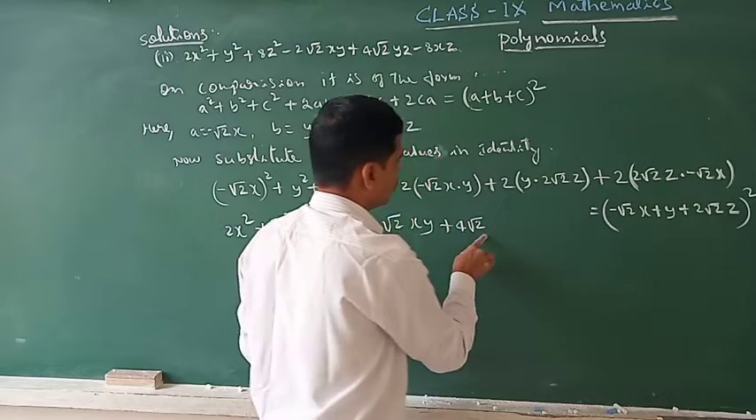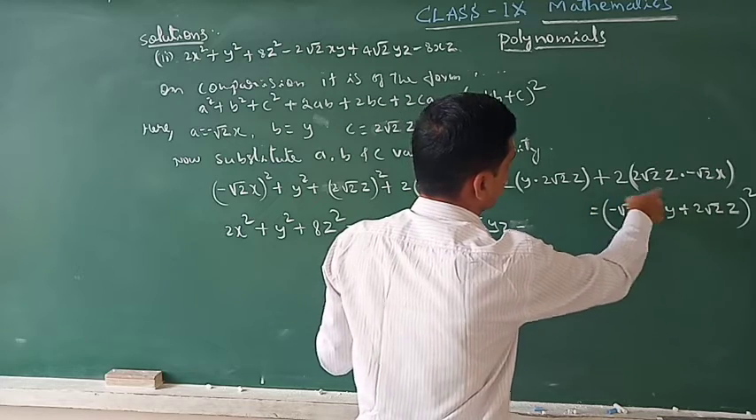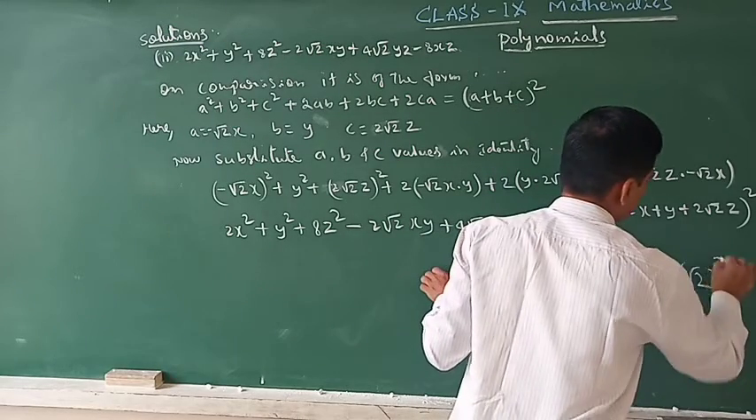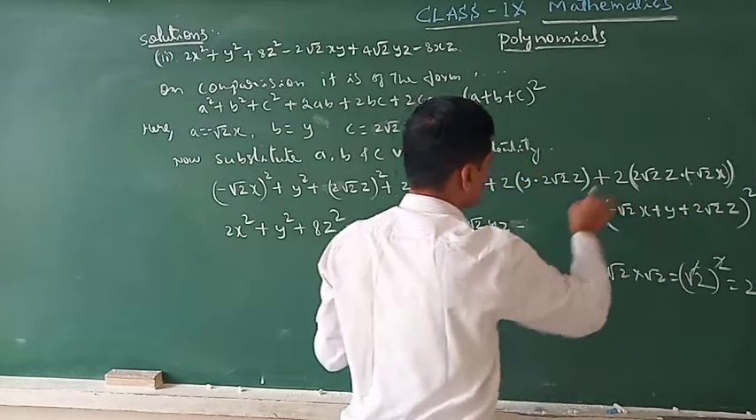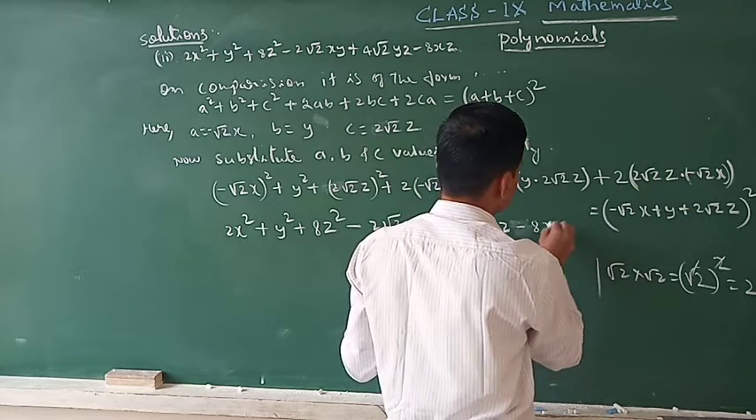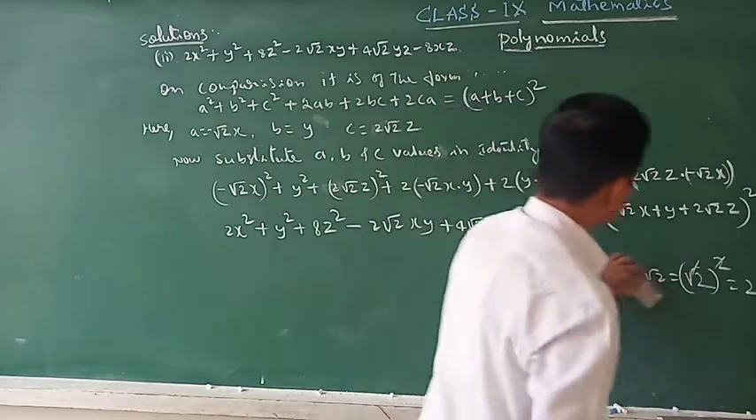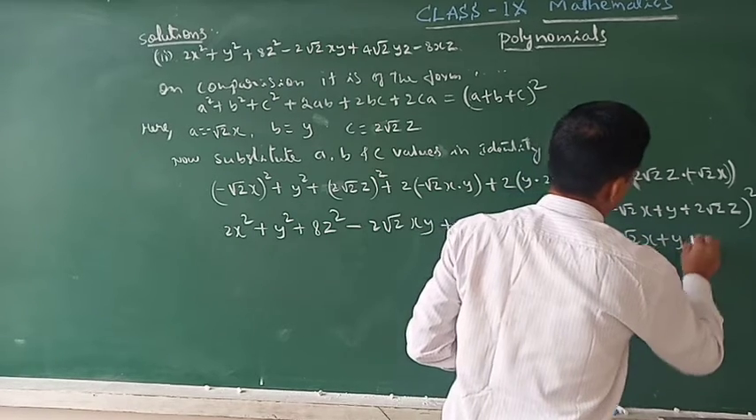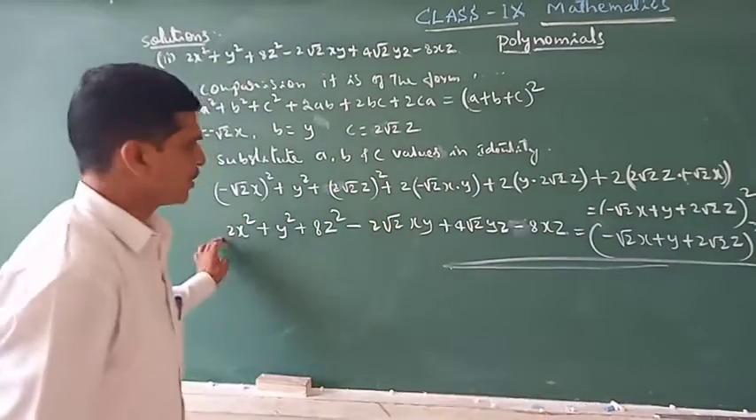Plus 2 into 2 plus 2 into 2 means 4 root 2 into yz, plus here it is minus, because it comes minus 2ab. Root 2 into root 2 becomes 2, because the square and root cancel. Here consider it is minus sign, minus into minus, so 2 into 2, 4, into this product 2, so 8 xz. Again the same expression, so on simplification you get minus root 2 x plus y plus 2 into root 2 z whole square. So this is our required solution.